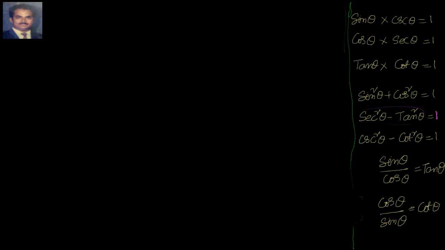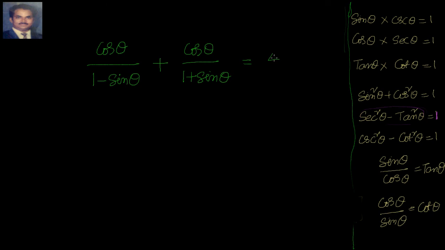Cos theta by 1 minus sin theta plus cos theta by 1 plus sin theta equal to 4. What do you need to find out? What is theta? You have to solve for theta.